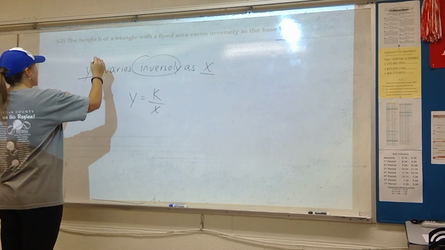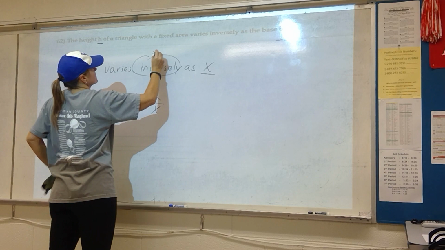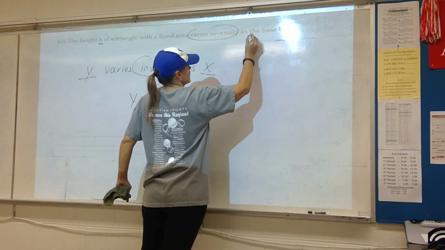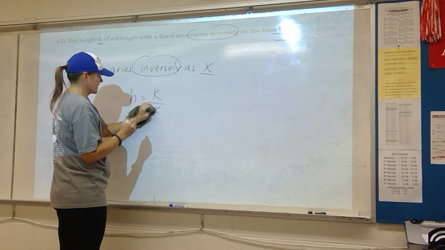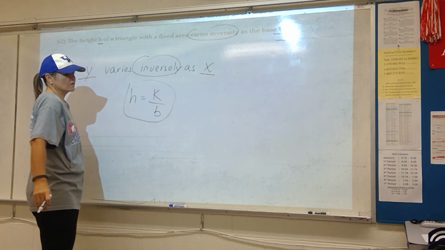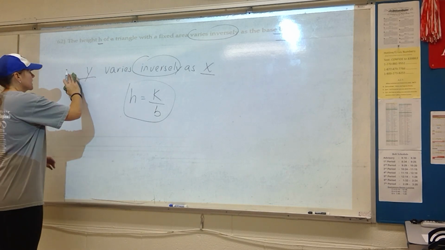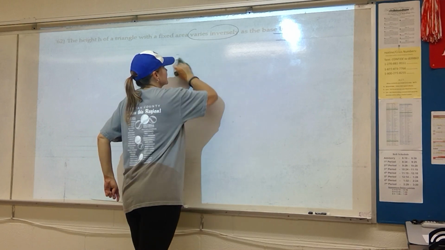So in number 62, the height, okay, actually let me underline, height varies inversely as base. So this is your height, varies inversely as base, and it's giving you the letters, and you're done on 62. Okay, pretty easy. All right, let's see what's on 63.